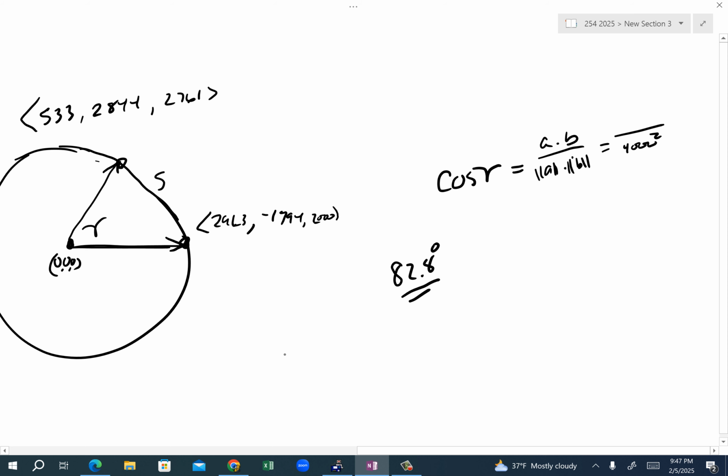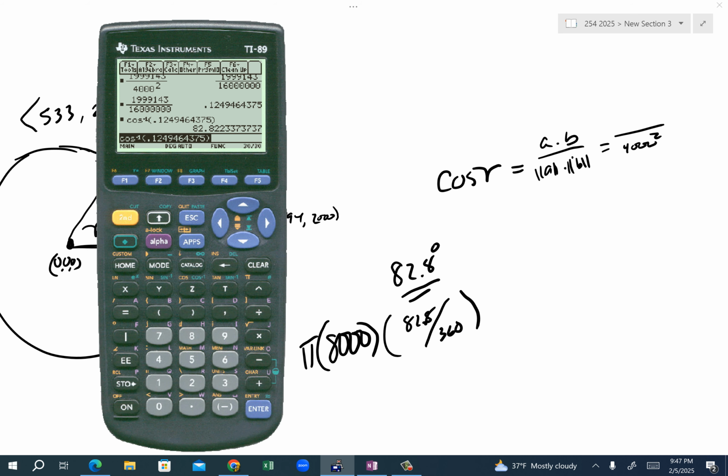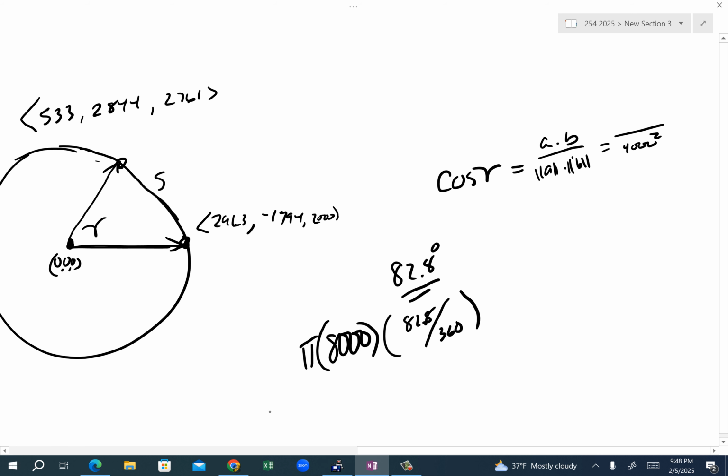The circumference of the Earth would be pi times the diameter of the Earth, so roughly 8,000 miles, times 82.8 divided by 360. It's a part of the circumference. So 8,000 times pi, as you know, is about 24,000 miles, which is about the circumference of the Earth, times 82.8 divided by 360 is about 5780 miles between these two cities.